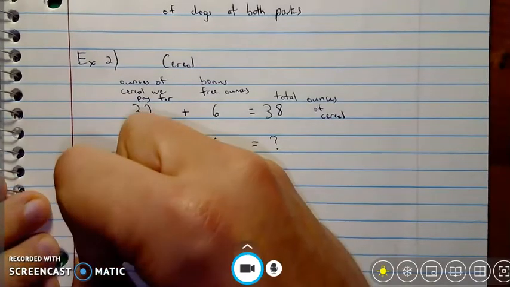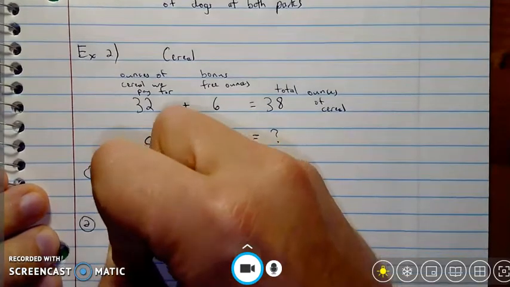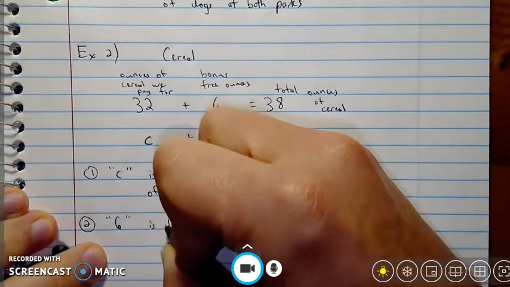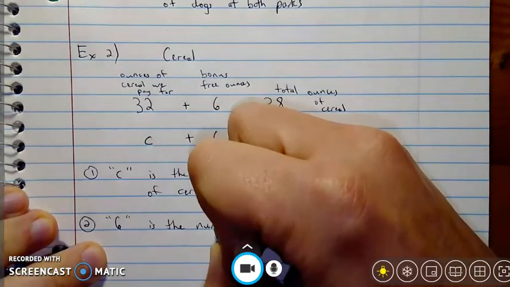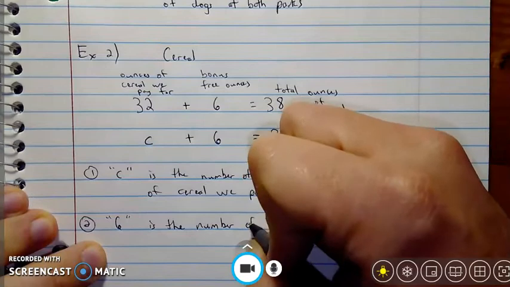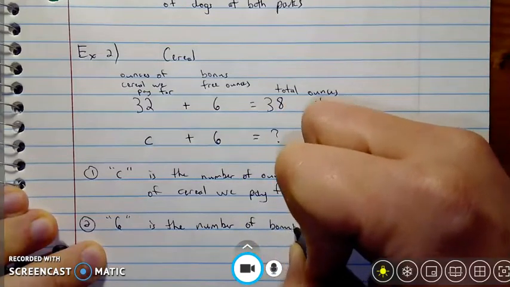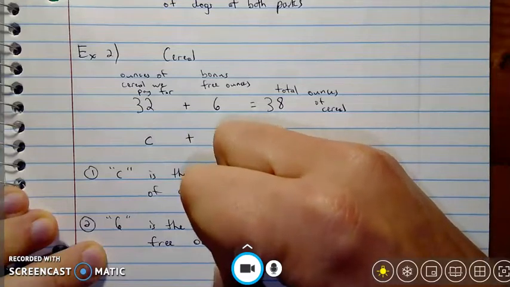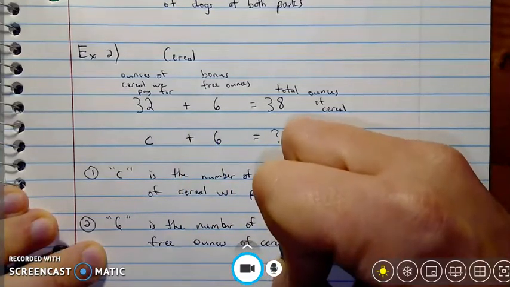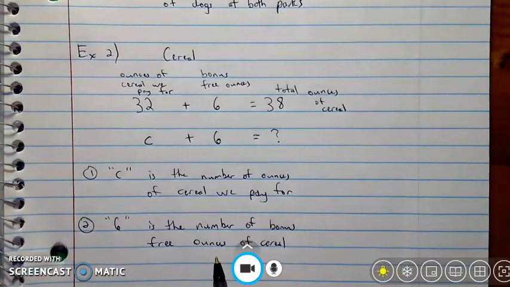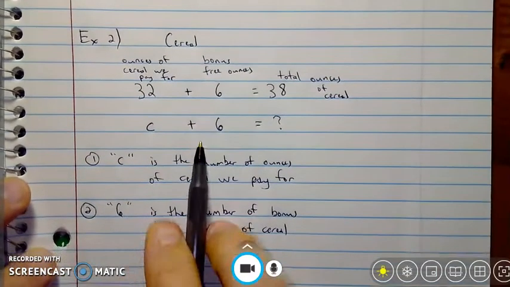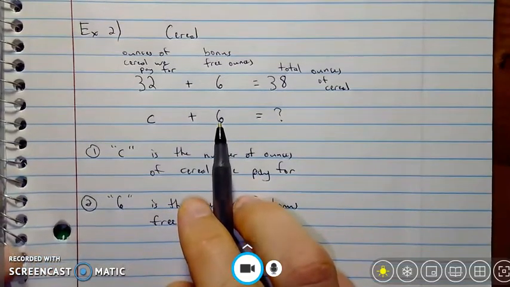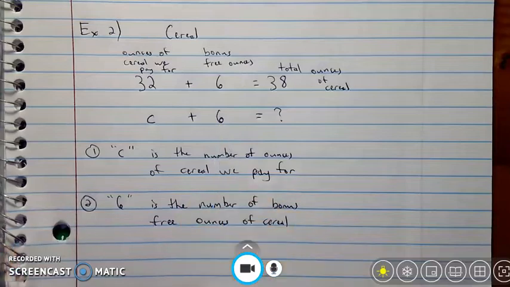The second thing that we should know, we have the number 6. 6 is the number of bonus free ounces of cereal. So it's how many free ounces we're going to get. It's that bonus amount. And it's always going to remain 6 because it's written as 6. It's not a variable. So we know that value for sure.